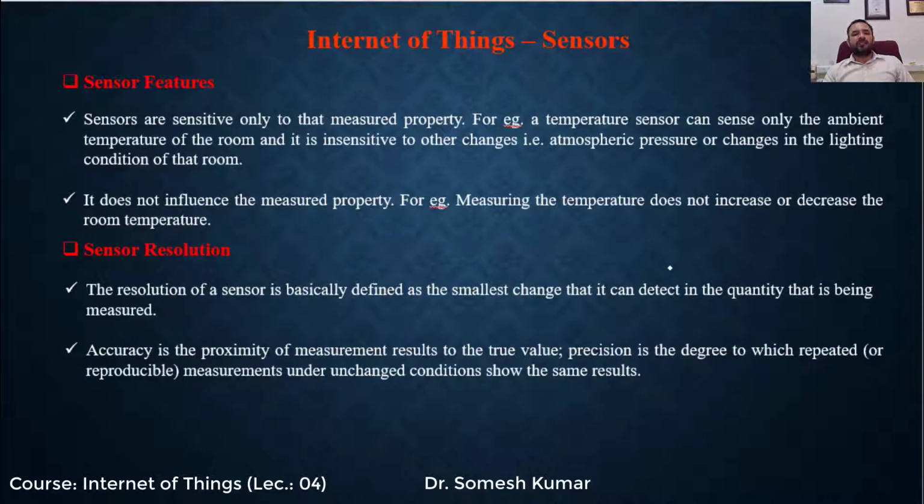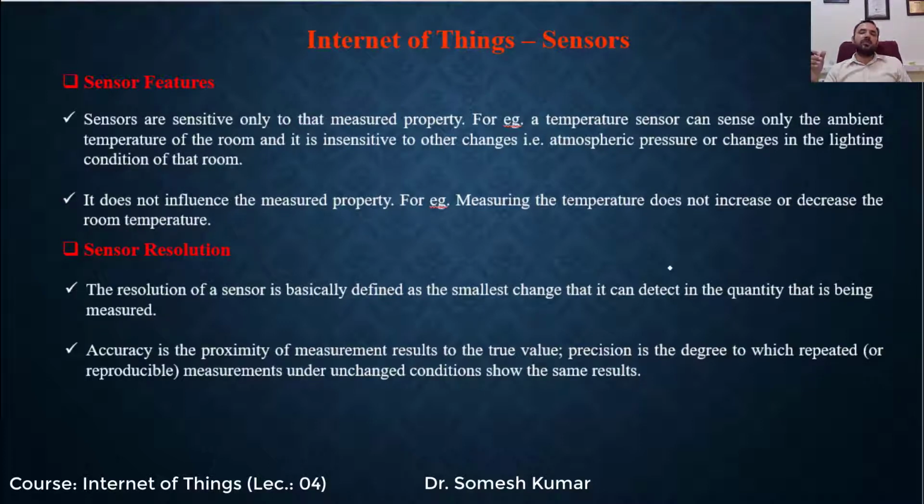Next is our sensor features. Basically, your sensors are sensitive only to the measured property. For example, a temperature sensor only senses the ambient temperature of the room, while it is insensitive to other changes. For example, it is insensitive to humidity, pressure, and light. So if we say temperature sensor, then it can only sense temperature and is insensitive to all other changes.